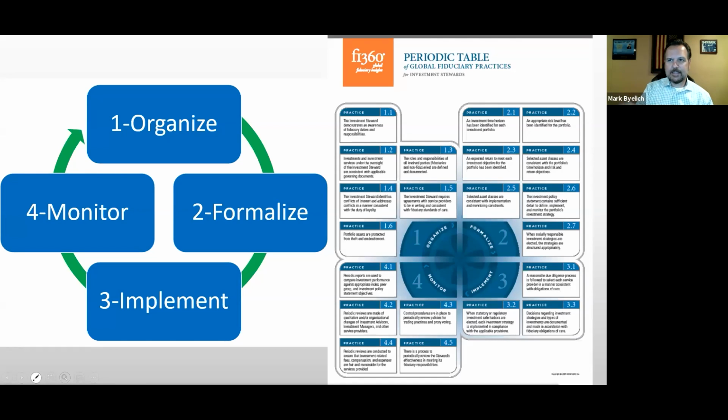And you'll see that that's a cycle, right? This is something you're always doing, but there are blocks of practice within that. So let's look at one.